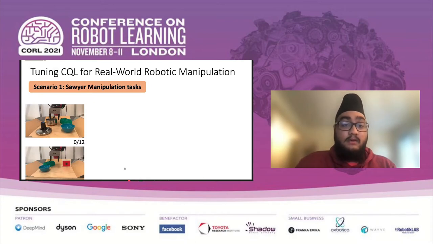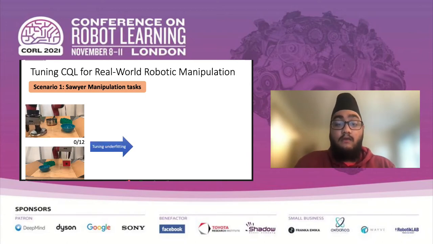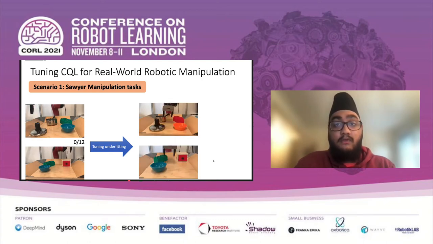Let's first consider the Sawyer tasks and consider how to use our proposed workflow in these domains without access to any online tuning. In this domain, we saw underfitting occurring and thus used models with higher capacity as recommended by the workflow. We then evaluated the policies with and without the underfitting correction. From the baseline CQL algorithm to the workflow specified underfitting correction, we see an improvement in performance from 0 out of 12 to 8 out of 12 and 9 out of 12 in the two Sawyer manipulation tasks.